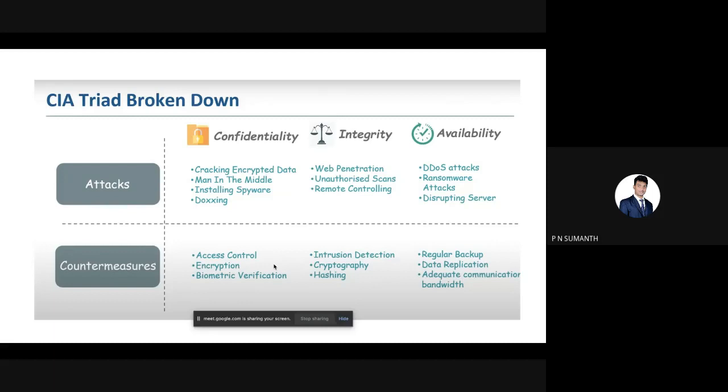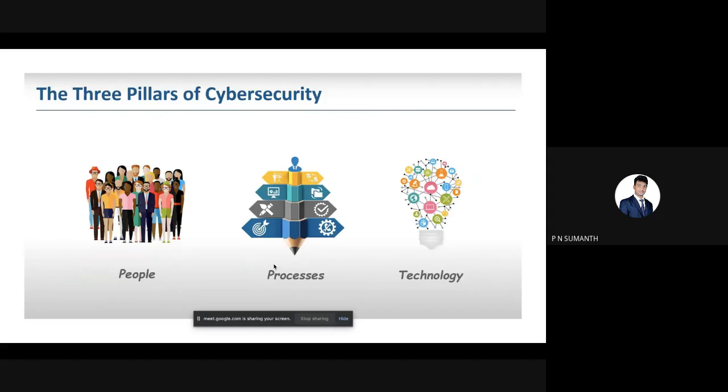And availability, as I told, DOS attack, ransomware attacks, disrupting power, and DOS attack. This can be minimized by regular backup, data replication. Because say there is a ransomware attack, and in a ransomware attack, the hacker demands money from you. In that case, I'm sure we cannot pay that amount of money, but as an alternative we'll have our regular backup.